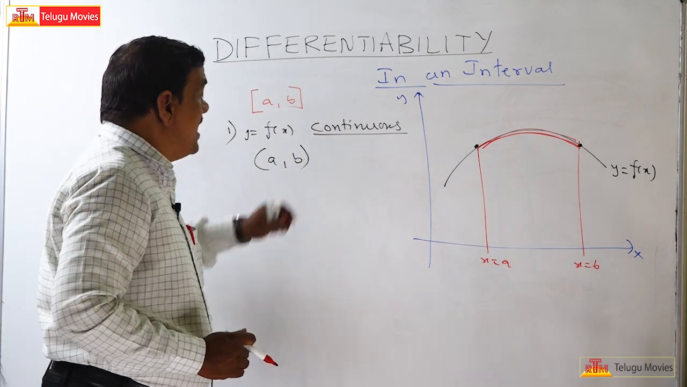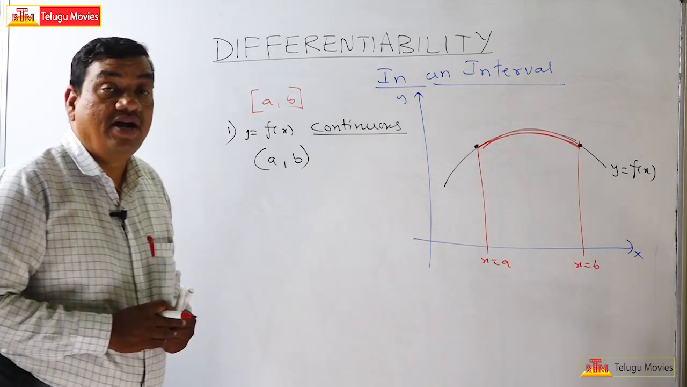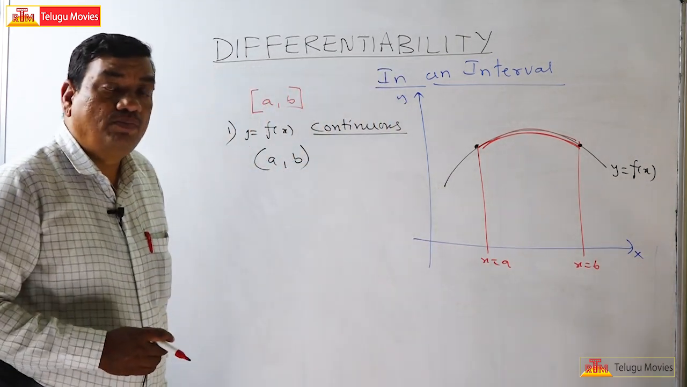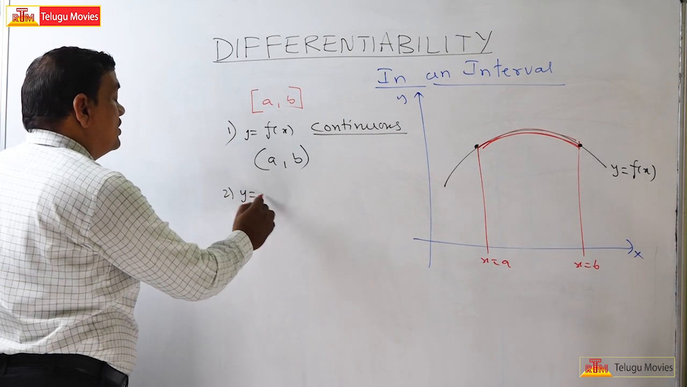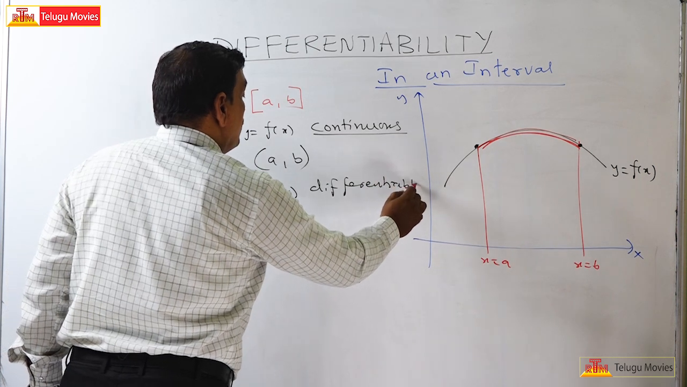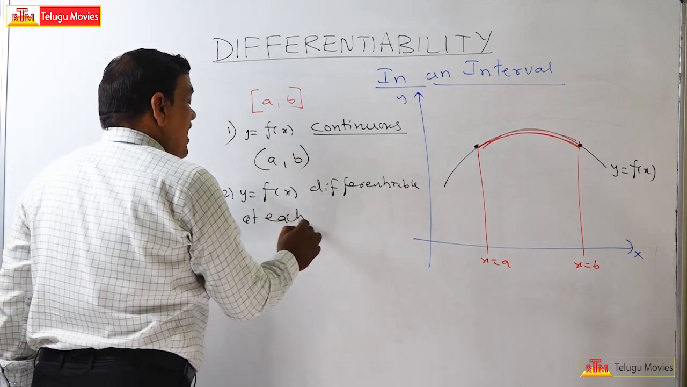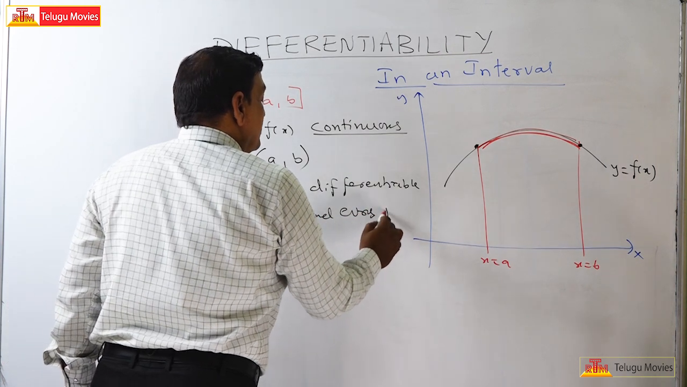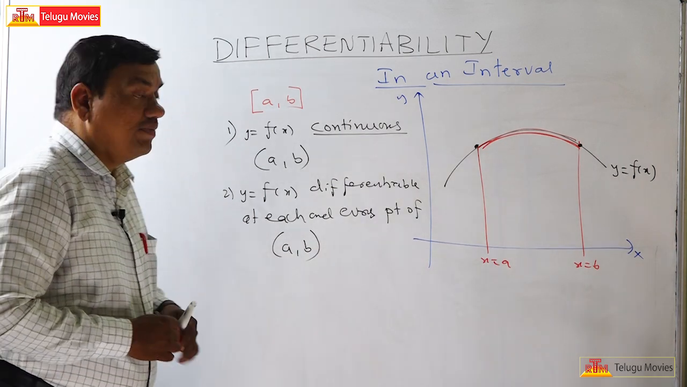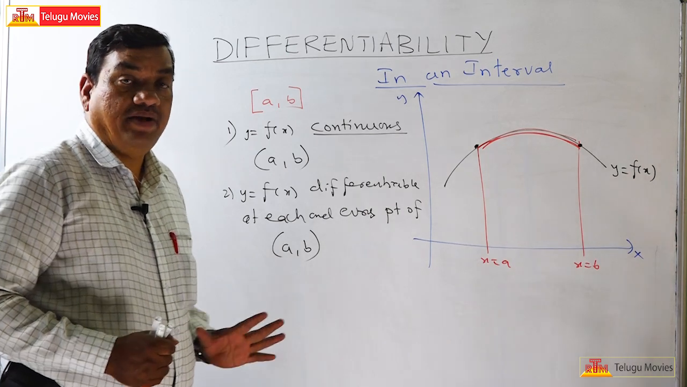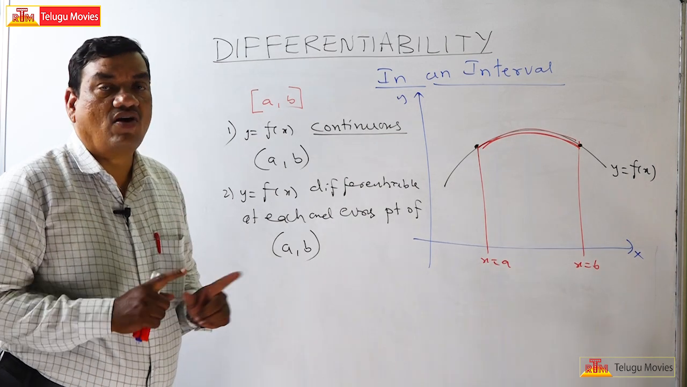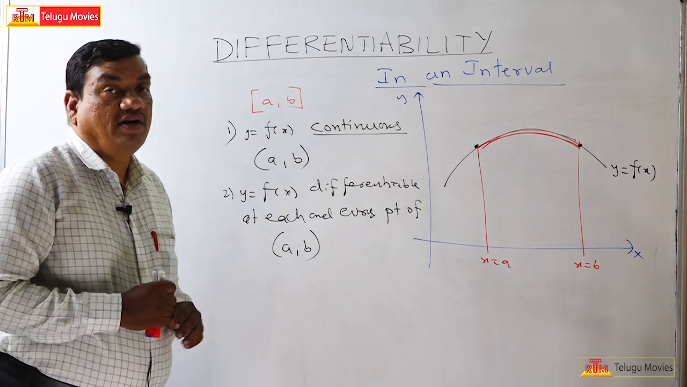But in the open interval a and b, it should be continuous and the function should be differentiable. So y equal to f of x should be differentiable at each and every point of open bracket a comma b. Observe here, in both cases we are not taking the closed interval, we are taking the open interval. That means what?